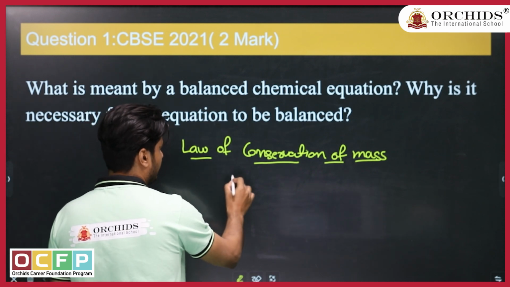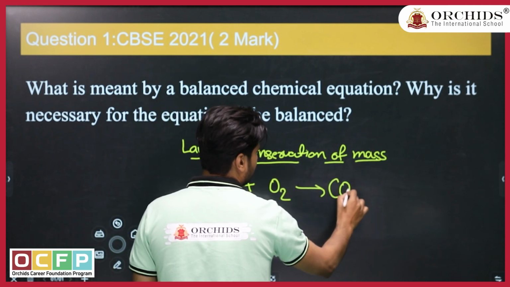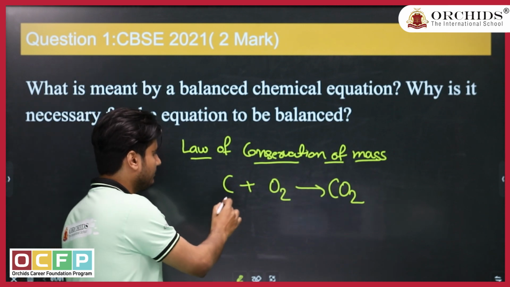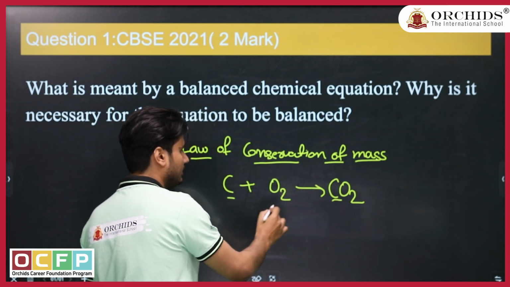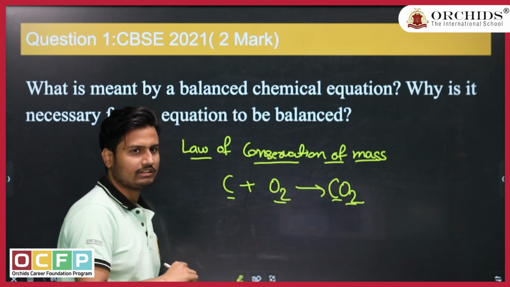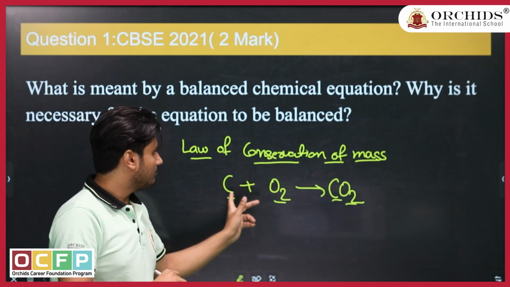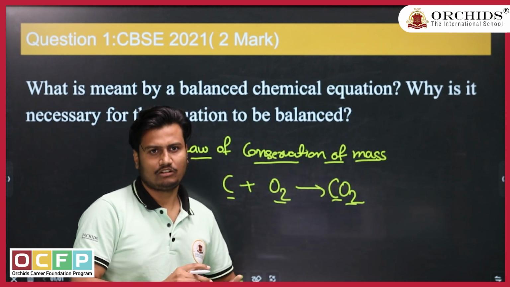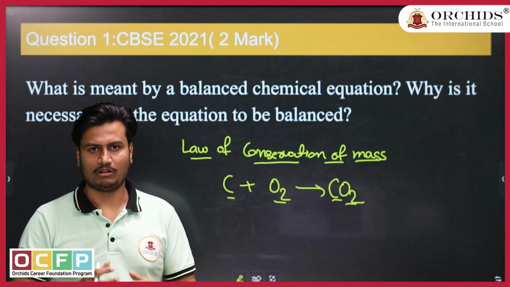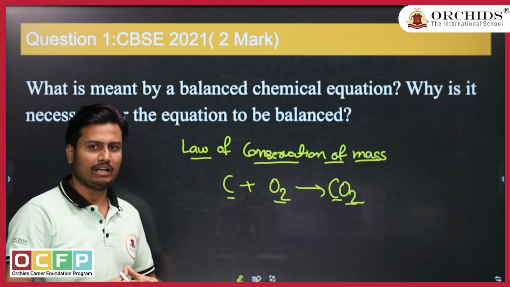For example, take the same chemical reaction, C plus O2 making CO2. One carbon atom here, one carbon atom on the product side, two oxygen atoms on the reactant side, two oxygen atoms on the product side. So no carbon atom is being produced nor destroyed, so this follows the law of conservation of mass. Every reaction has to follow this law, and that's why every equation has to be balanced.